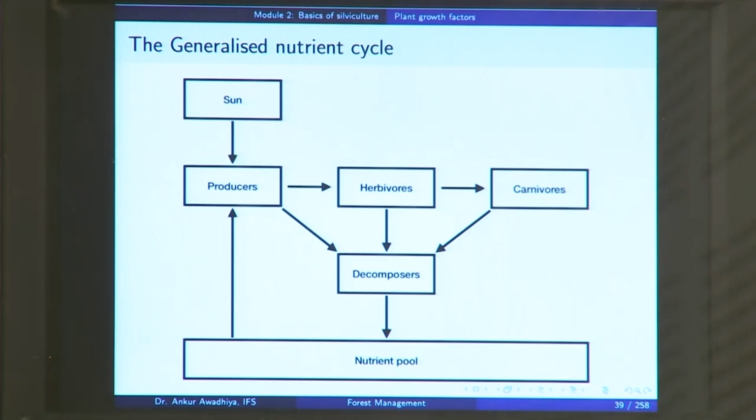Now, at the same time, there could be some plants that are also dying off, probably because of an old age, or there are some portions of the plants such as dead leaves or dead twigs that are falling down, and these dead plants and their parts are also eaten up by the decomposers.